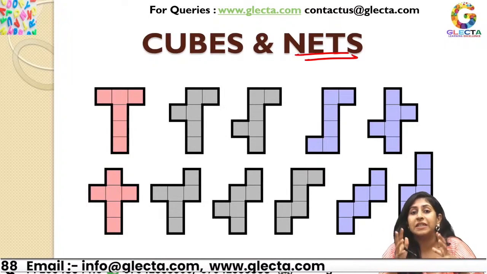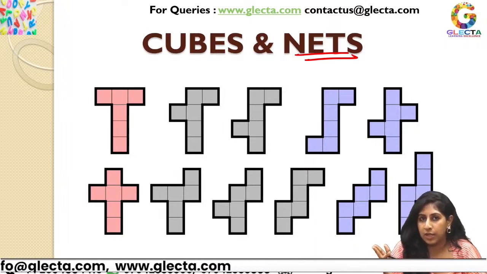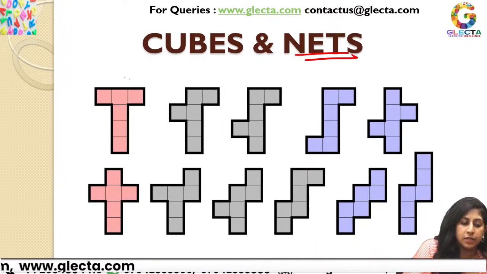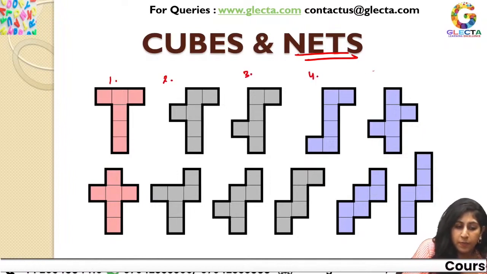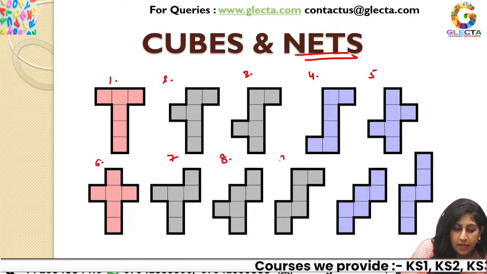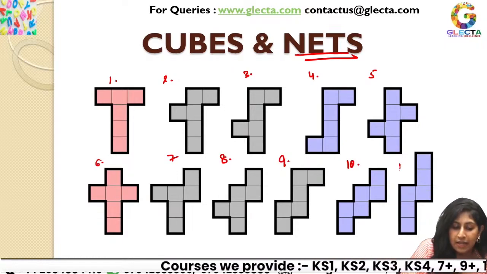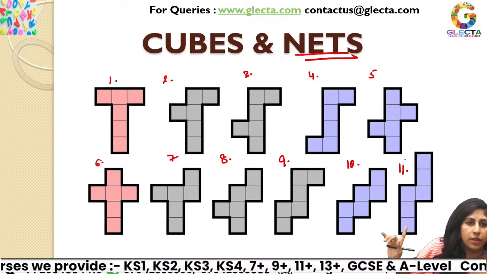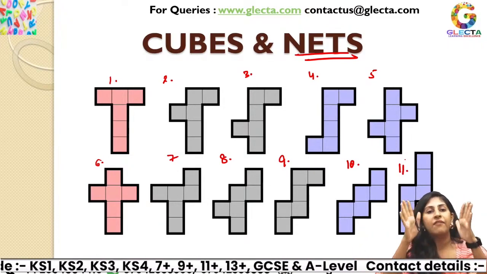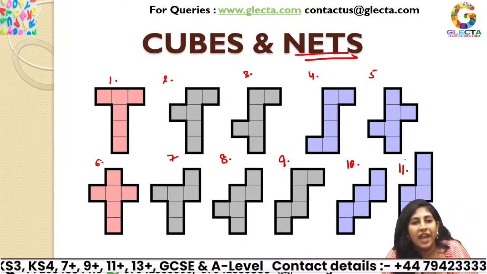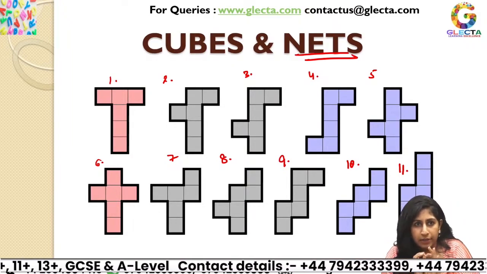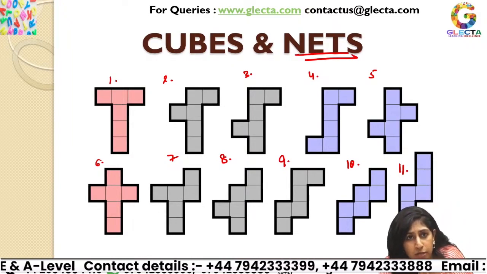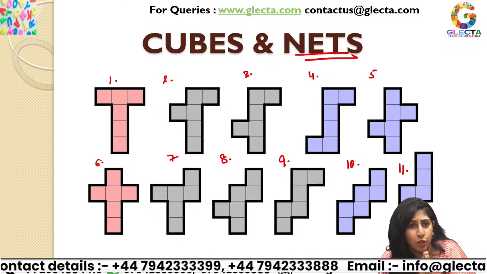Now that could be in different manners that you're unboxing it. So there are these patterns: 1, 2, 3, 4, 5, 6, 7, 8, 9, 10, 11. These 11 patterns, not otherwise, not other than that. These are the 11 nets that you can have for any given cube. All right, so when we unbox it, we get the net of the cuboid, right?